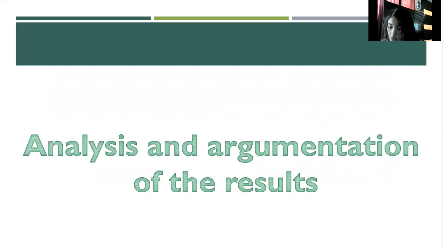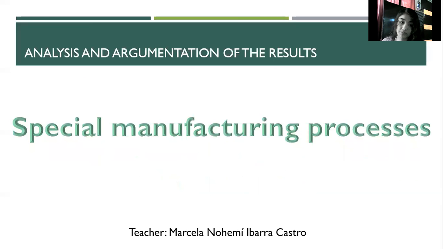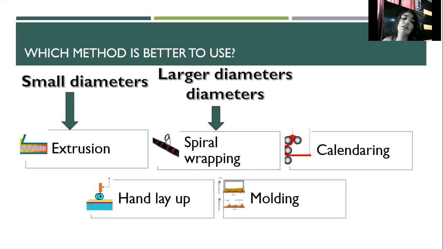Now, the analysis and argumentation of the results. And in this time, special manufacturing processes with the teacher Marcela Noemi Ibarra Castro. There are different ways to make the hoses, but as we want to do small diameters, it's better to choose the extrusion. Spiral wrapping is for larger diameters.